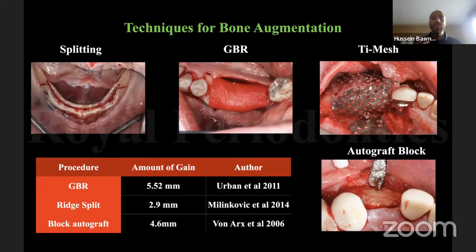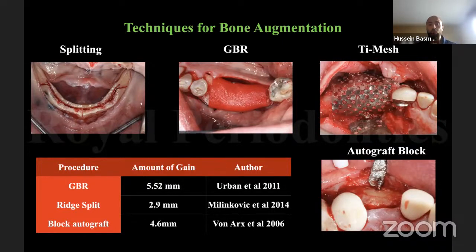So basically, there is not one technique that can be said to be the golden standard. Every one of them works. Everyone has predictable outcomes. However, you have to understand that most of them are technique sensitive.